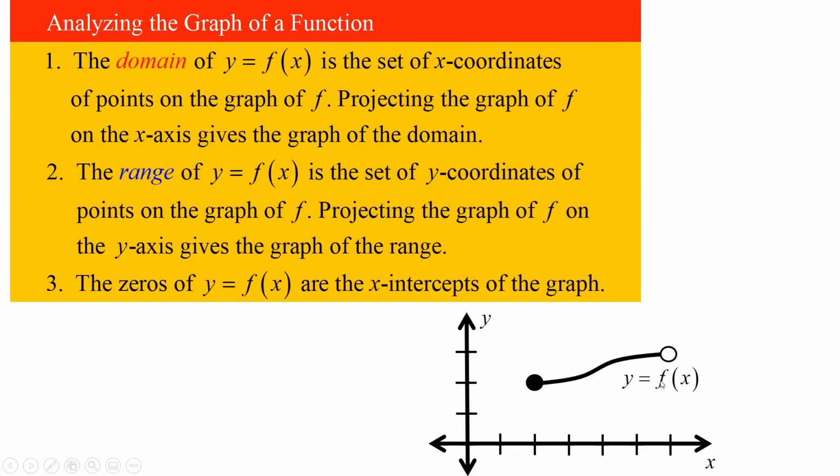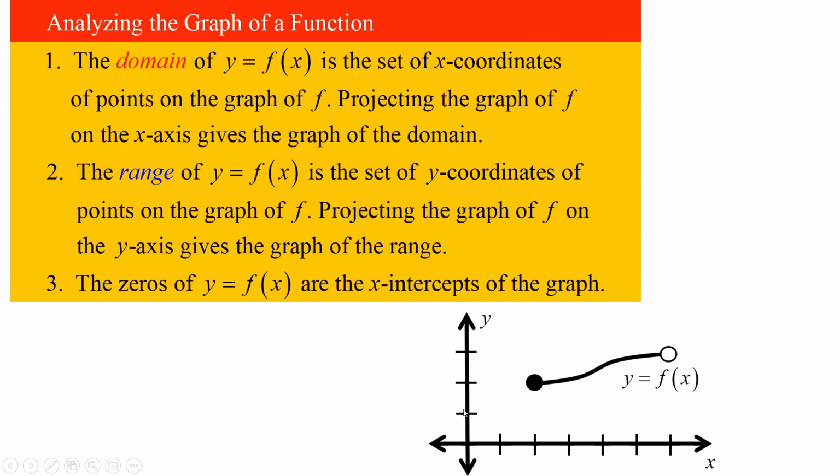Okay, now, let's say they give you a graph, and they ask you for the domain, the range, and the zeros of said graph. Well, let's read this. Analyzing the graph of a function. 1. The domain of y equals f of x is the set of x coordinates of points on the graph of f. So we're talking about all of the x coordinates on this continuous curve. And this is a half closed interval right here. Projecting the graph of f on the x-axis gives the graph of the domain.